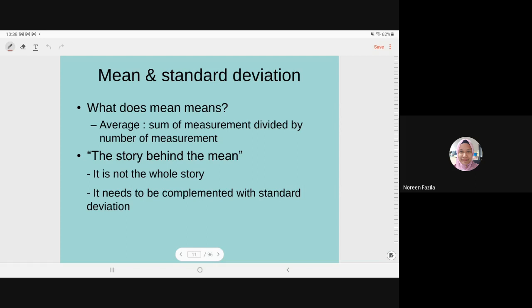Jangan terlalu taksub kepada mean. Do not focus too much on the mean. Mean is a convenient measurement, but it is not the whole story. Always complement it with standard deviation and also with statistical tests.